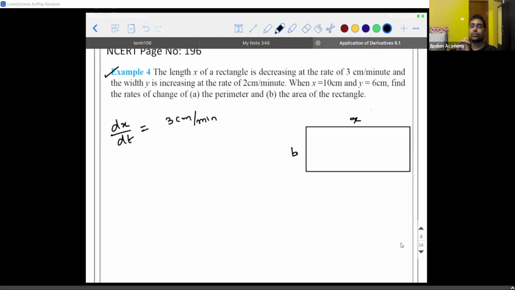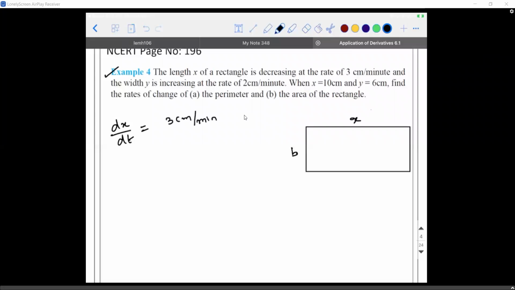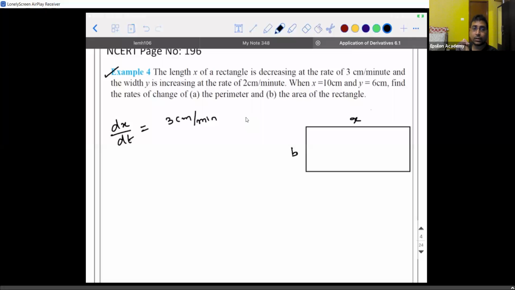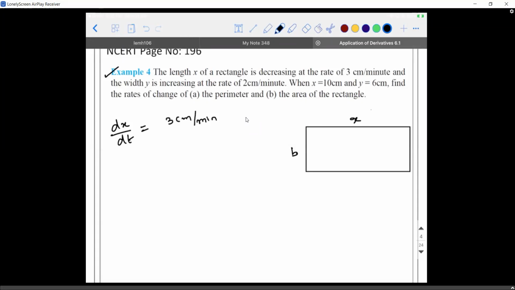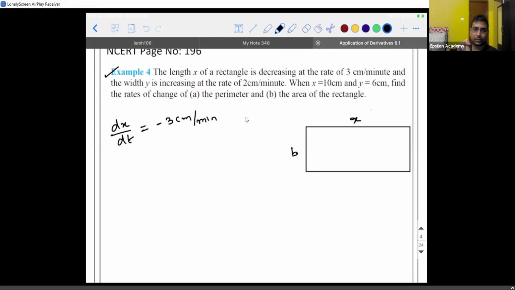There is a small correction I need to do. Somebody correct the equation. Convert to seconds, sir? Nothing to do with conversion. There is a keyword that I didn't add. The negative sign, sir. Minus 3 centimeter per minute, because it is decreasing. And the width is increasing at a rate of 2 centimeter per minute.